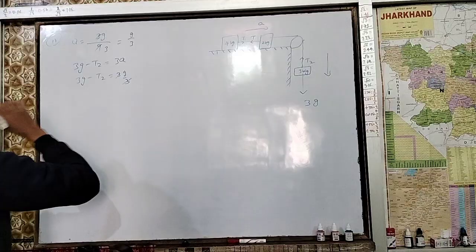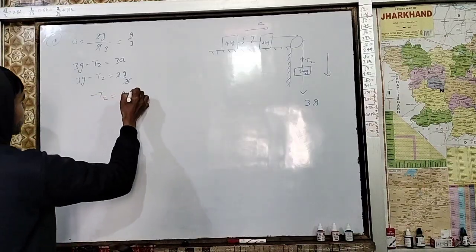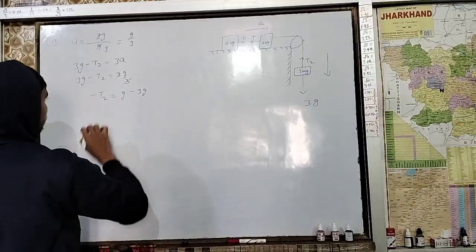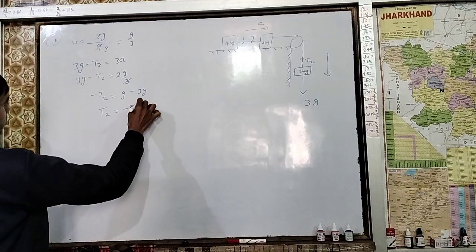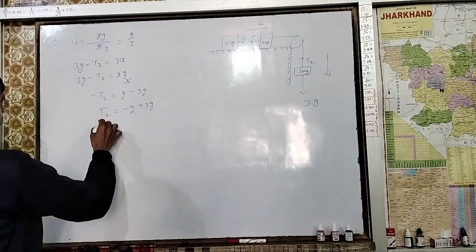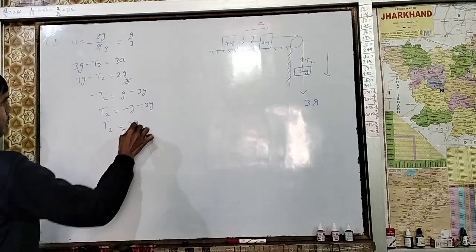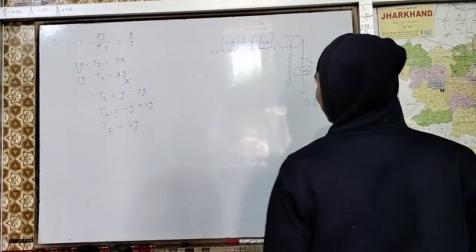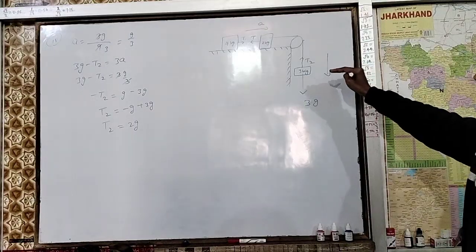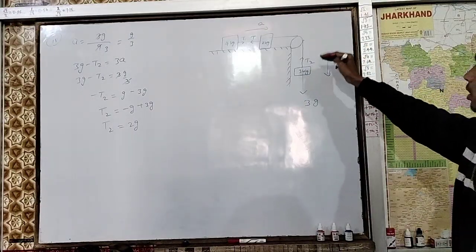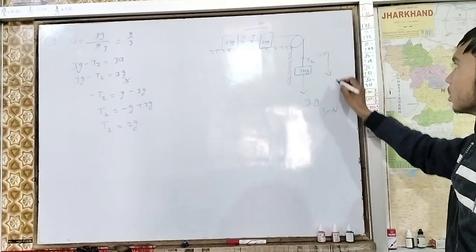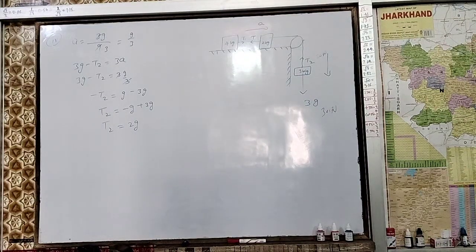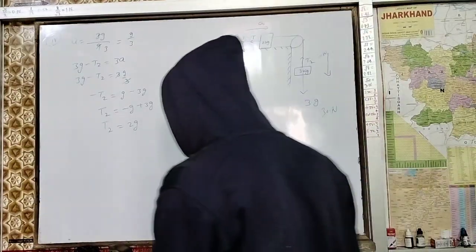This will cut to each other. Minus T2 is equal to Z minus 3Z. Okay. So T2 will be minus Z plus 3Z, which is equal to 2Z, 20 Newton. Over here is a 20 Newton and this is a 30 Newton. According to acceleration, this is our correct answer.